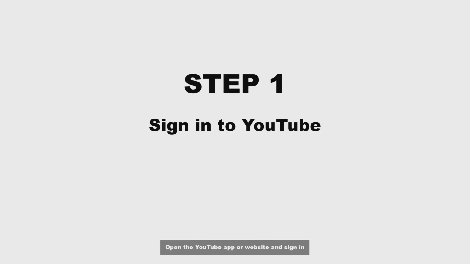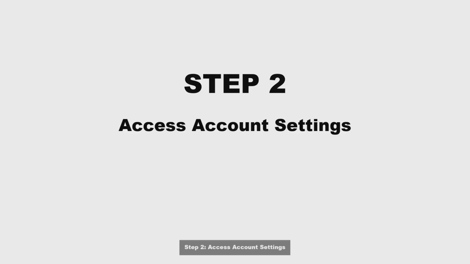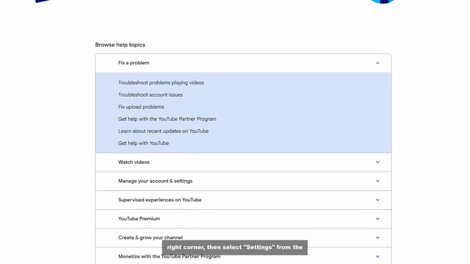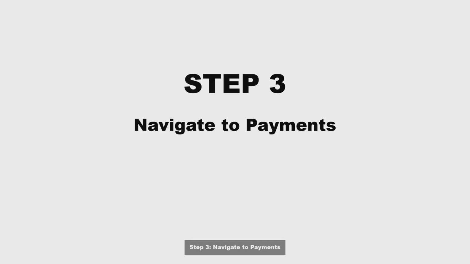Open the YouTube app or website and sign into your account using your Google credentials. Step 2. Access account settings. Click on your profile picture in the top right corner, then select Settings from the drop-down menu to access your account settings. Step 3. Navigate to Payments.